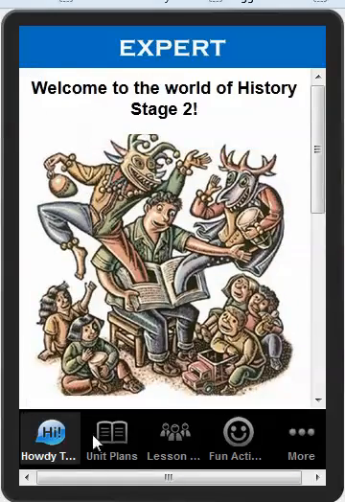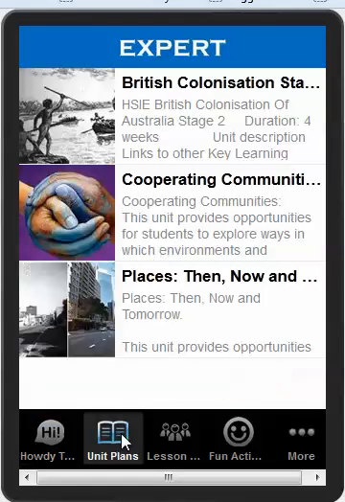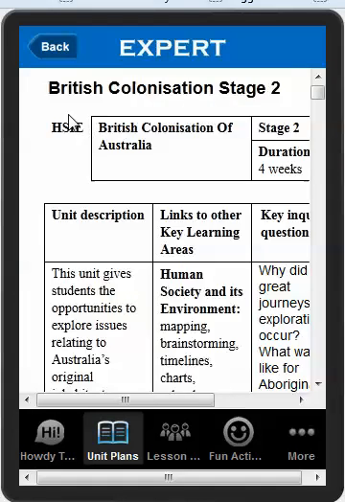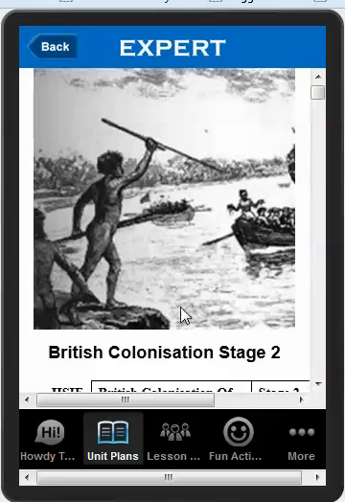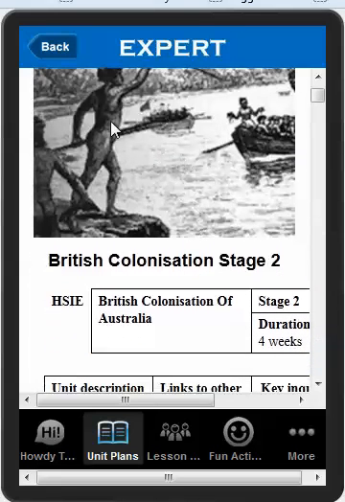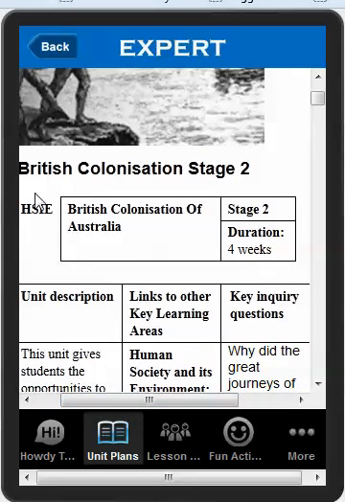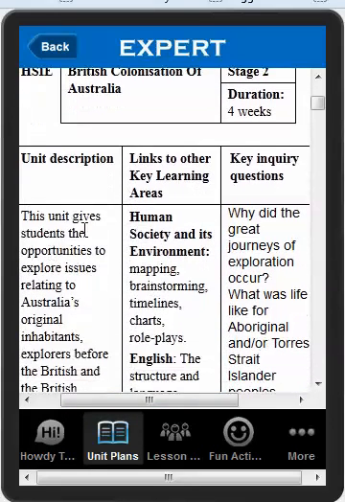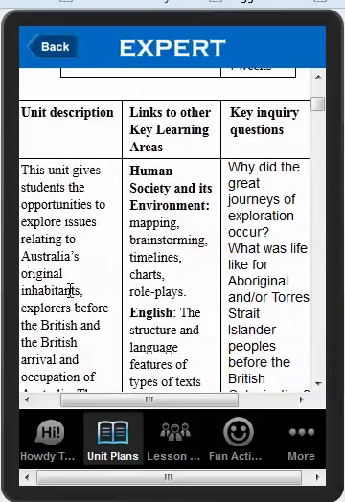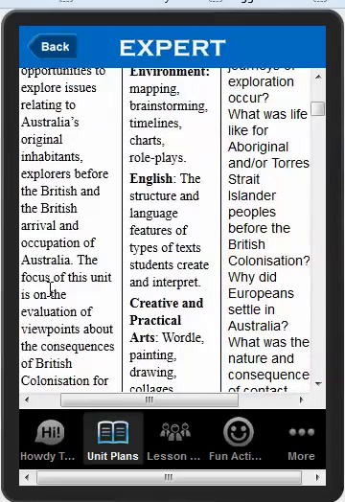So down here, you can click on unit plans, and I've created 3 unit plans that teachers could come on here and find ideas, use them, change them. So they could click on the British colonisation one, and I've created a little picture there, and here's a little unit plan that I've created for HSIE. It goes for around 4 weeks, and it tells you what the unit is about. So it's about students exploring the issues of Australia's original inhabitants.